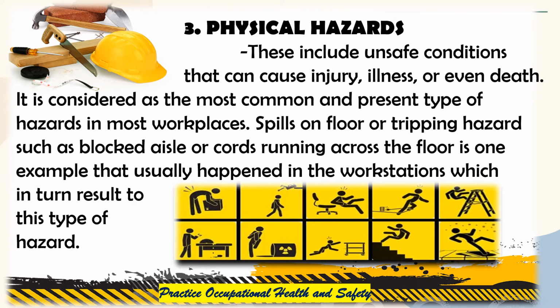Okay, the next one is the physical hazard. A physical hazard is a naturally occurring process that has the potential to create loss or damage. These include unsafe conditions that can cause injury, illness, or even death. It is considered the most common and present type of hazard in most workplaces. Spills on the floor and tripping hazards such as blocked aisles or cords running across the floor are examples that usually happen in the workstations, which in turn result in this type of hazard.